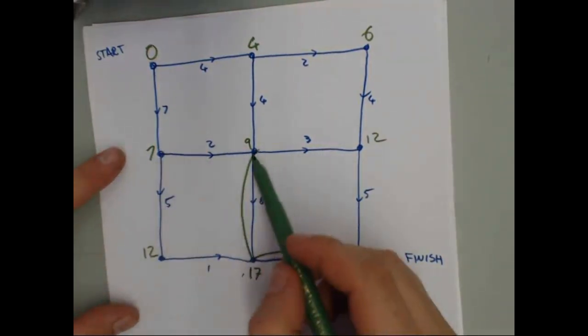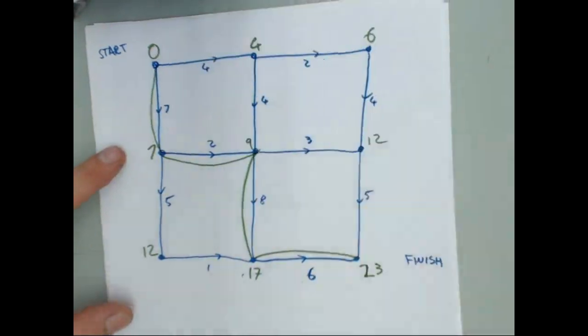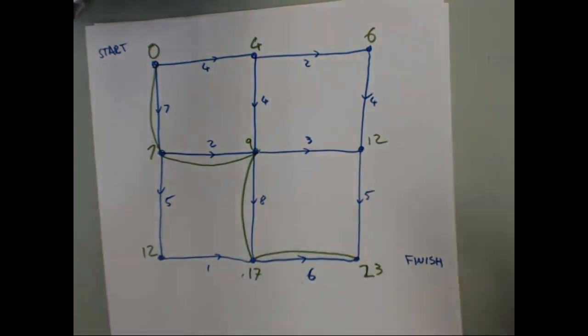9 take 2 is 7. And 7 take 7 is 0. That's it. Now I have my longest path. And it'll work for any network you want to do. Good luck, guys.